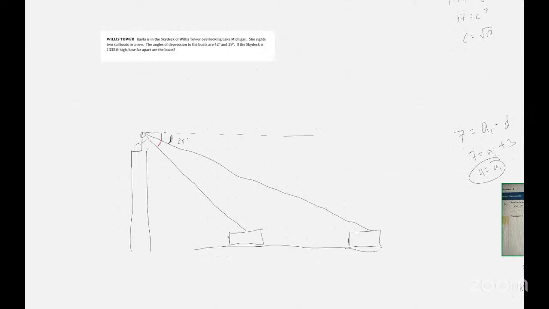Got it? So if the sky deck is 1335 feet, how far apart are the boats? So they were trying to find this distance right here. That's the distance. Does that make sense? Yeah. All right, so we've got a couple different triangles. We have this triangle here, that's the purple triangle. And how would I find this distance on the purple triangle?